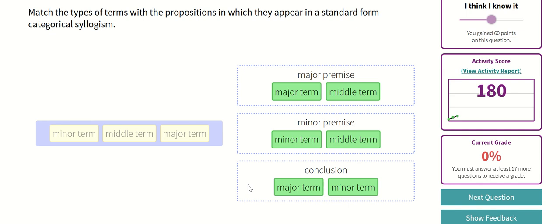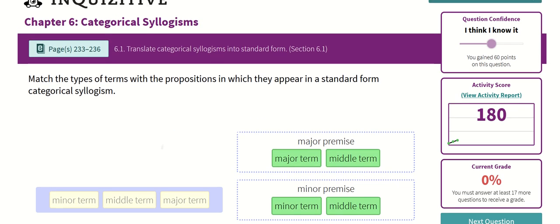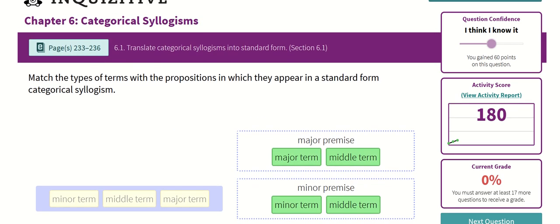So take the tried and true example: all men are mortal, Socrates is a man, therefore Socrates is mortal. So the term man is really what connects the major and minor term. Okay, so I think that's enough for that, at least for now.